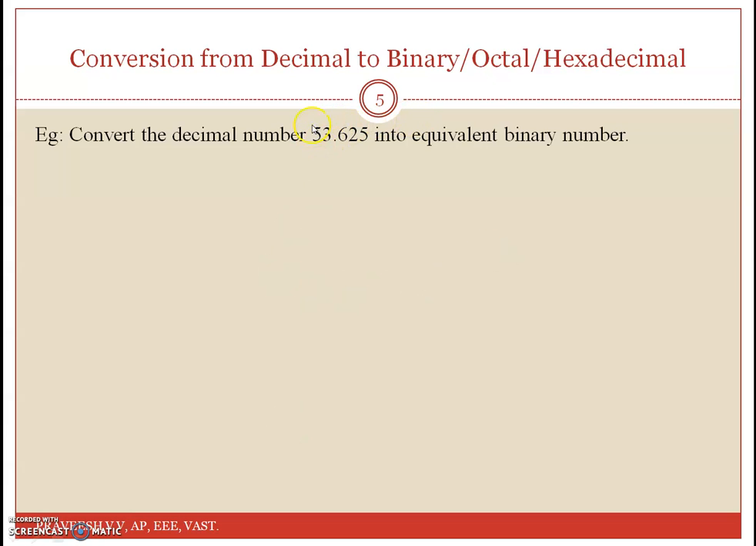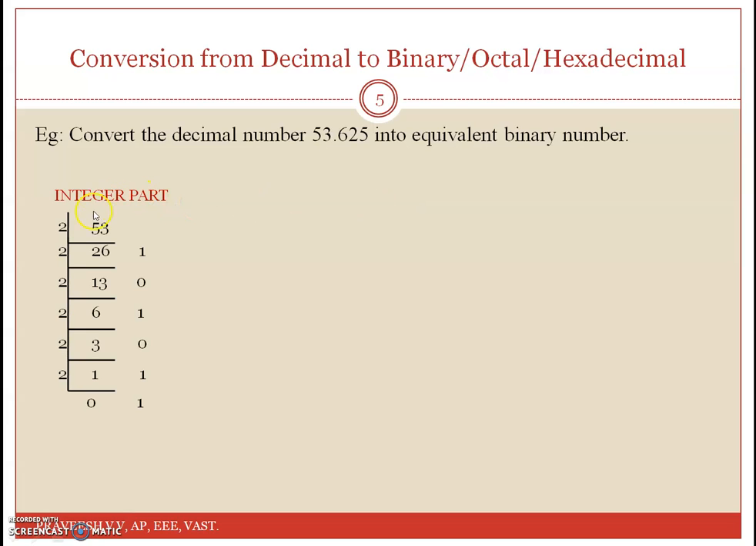Here we have 53 as the integer part and 0.625 as the fractional part. For 53 we will be dividing continuously by 2 because we are converting it into binary, and 0.625 we will be multiplying by 2 because we are converting it into binary. First we will move on to the integer part. If I divide it continuously by 2, I will get something like this.